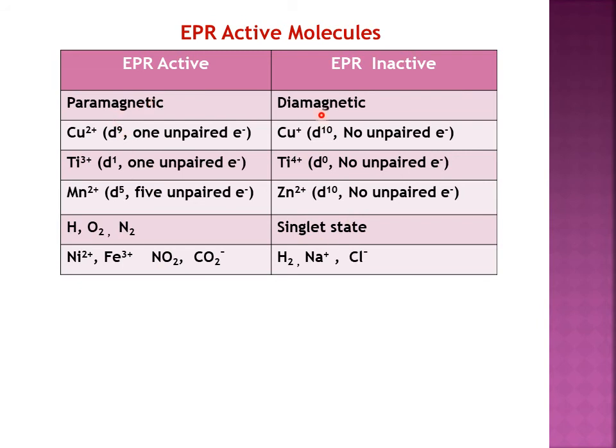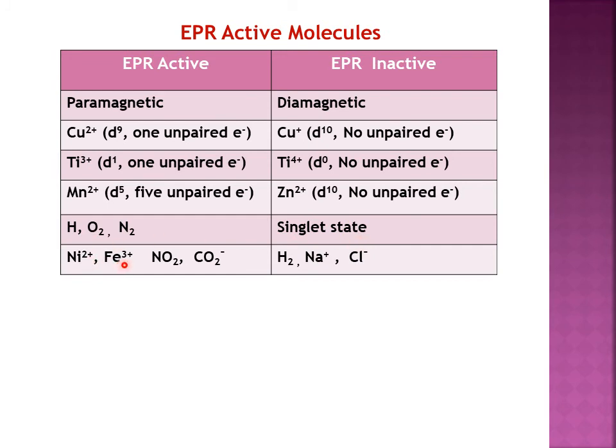Paramagnetic active, diamagnetic inactive. For example, copper 2 plus, d9 case, 1 unpaired electron, so it is ESR active. Copper plus 1, d10 case, no unpaired electron, it is ESR inactive. Titanium 3 plus, 1 electron, it is active. Titanium 4 plus, no electron, it is inactive. Manganese 2 plus active, zinc 2 plus is inactive. Hydrogen, oxygen and nitrogen have unpaired electrons, so these are ESR active or EPR active, whereas in singlet state there are two electrons, but they are paired, therefore it is ESR inactive, whereas triplet is ESR active.